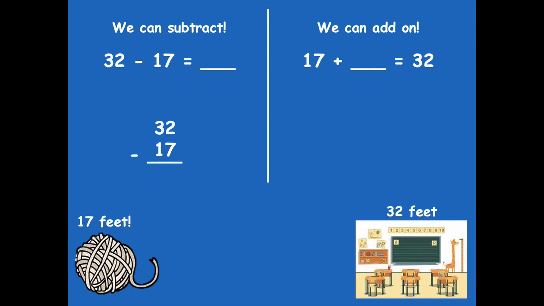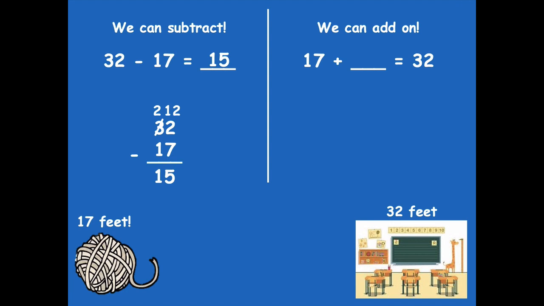Oh, wait, I know. Okay, so I need to go to the tens place and I need to decompose one of these tens into 10 ones. So when I decompose a 10, now I'm left with two tens, and I have 10 ones, and I'm going to add that to my 2 ones, and that gives me 12 ones. And now I have plenty to be able to subtract. So 12 minus 7 is 5. And now I can go to my tens place. 2 tens minus 1 ten equals 1 ten. So we have 15.